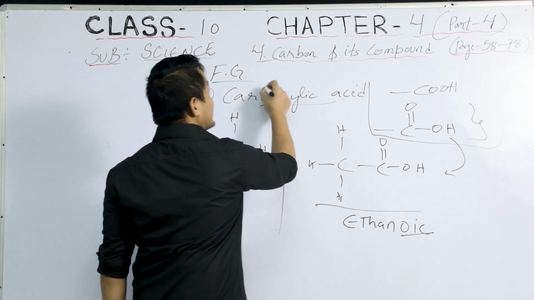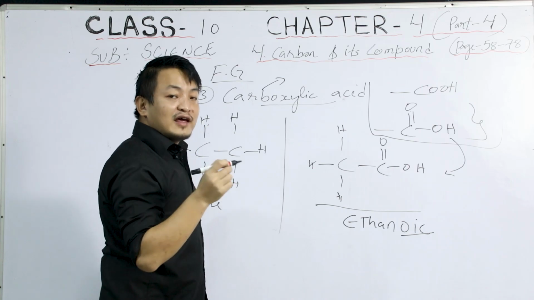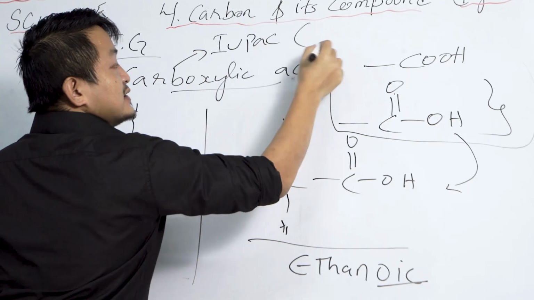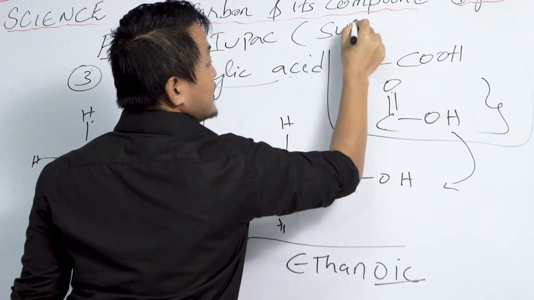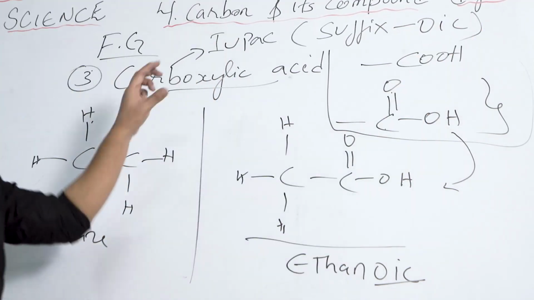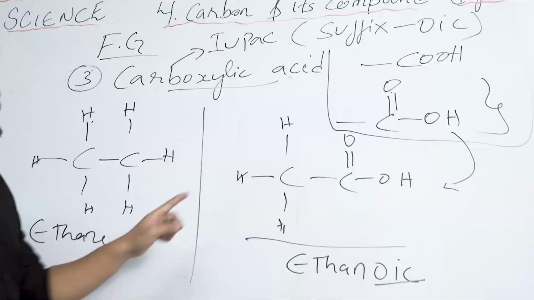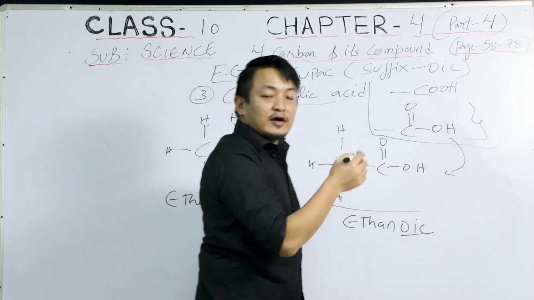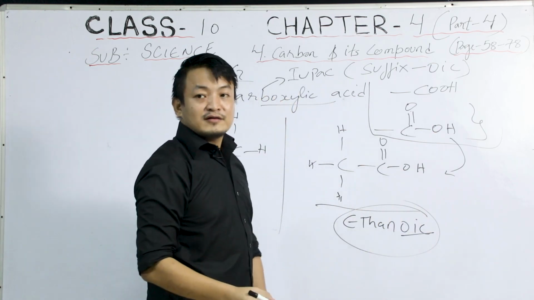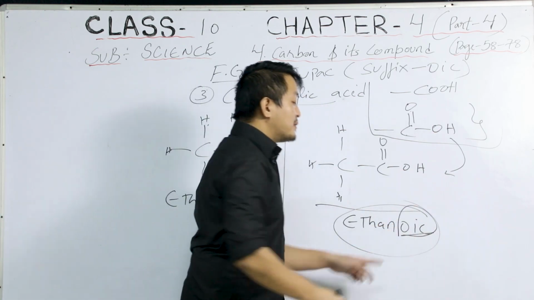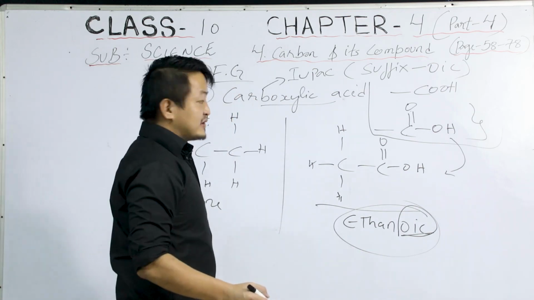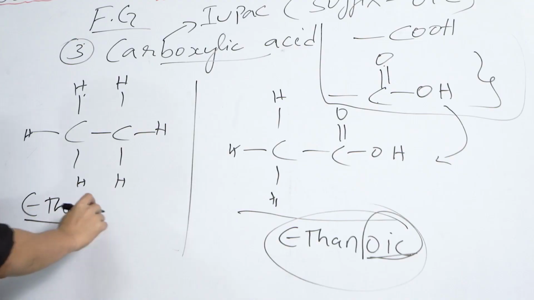So you have to remember that for carboxylic acid, while naming, for the IUPAC name, the suffix should be oic. See, it was ethane, but now when we have this COOH, carboxylic acid, as a functional group, the name is ethanoic, right? Oic. So you have to remember this one. Clear? Now let me show you another example. This is for ethane and ethanoic, right?